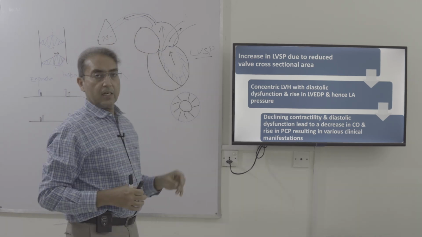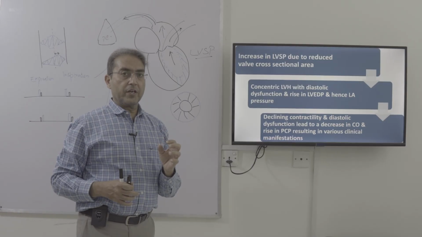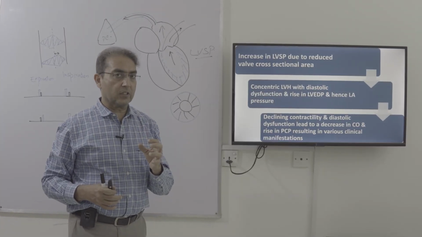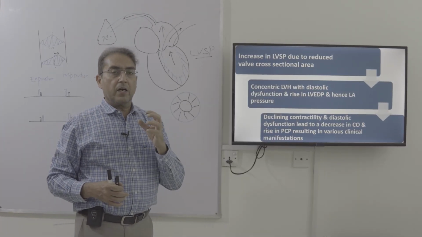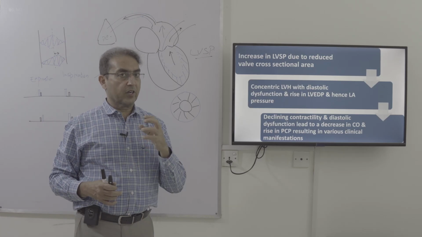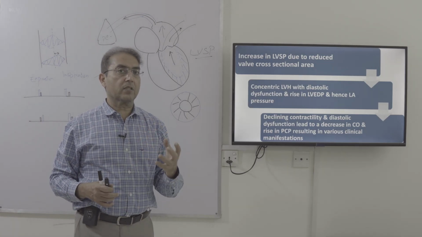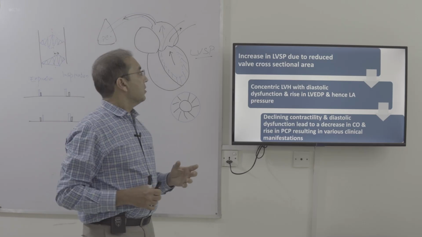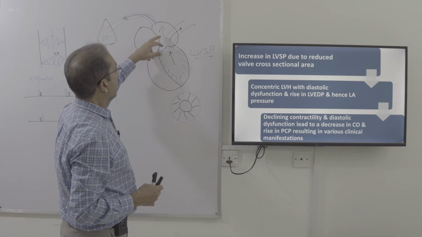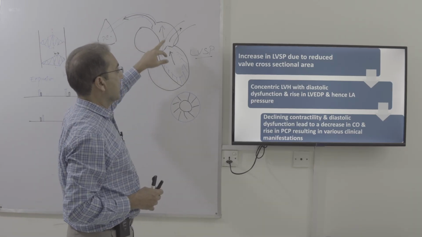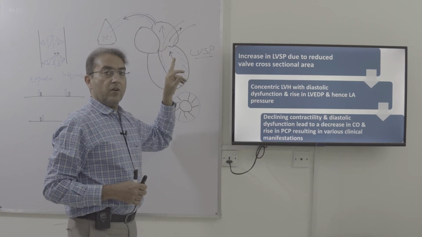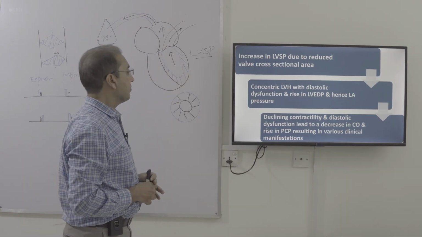This can result in transudation of fluid into the interstitial spaces. That causes a decrease in the lung compliance, and the work of breathing is increased. So the patient starts having shortness of breath. So this is because the left atrial pressures are rising because there is increased left ventricular end diastolic pressure.